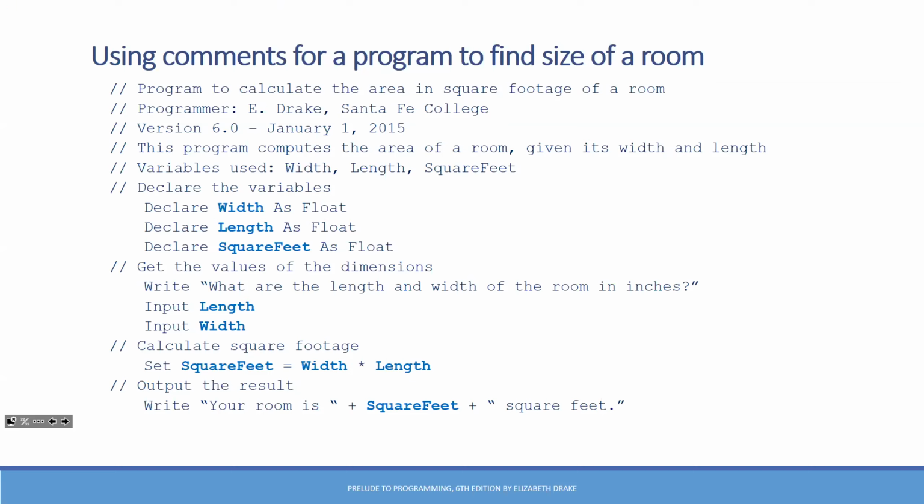First of all, I see that I've got several comments at the top. And I see that it's a program to calculate the area in square feet of a room, who wrote it, and then a little bit more information. Some variables used, and then they declare their variables. Finally, some pseudocode. I have some variables: width, length, and square feet. I prompt for my length and width. I calculate the square footage and output the result.